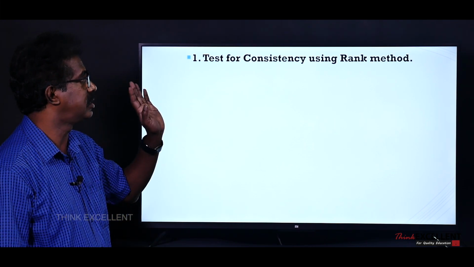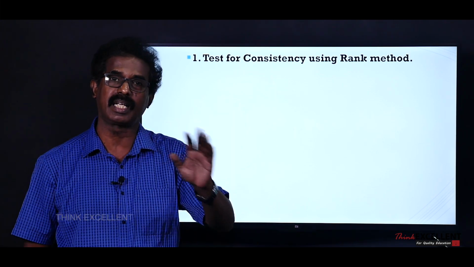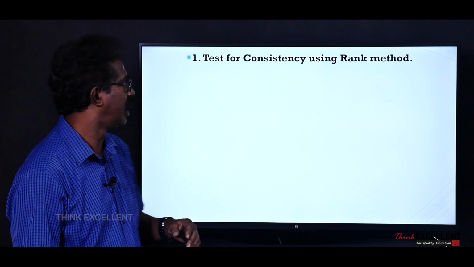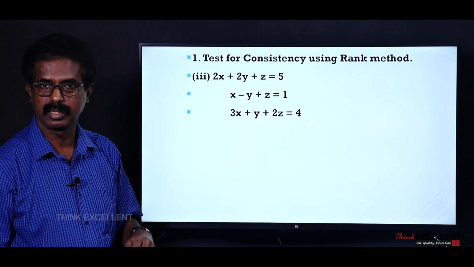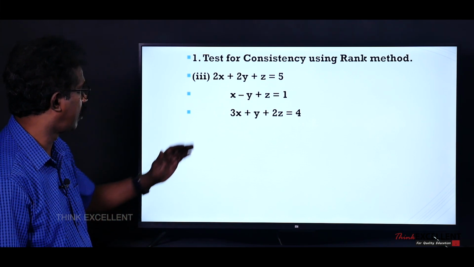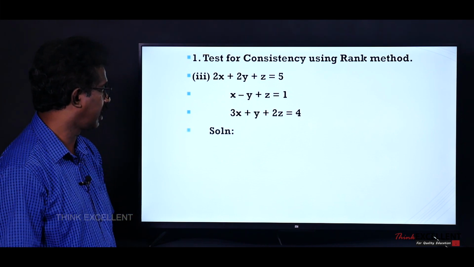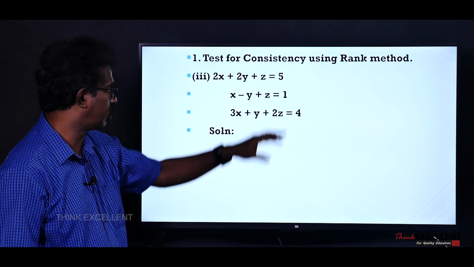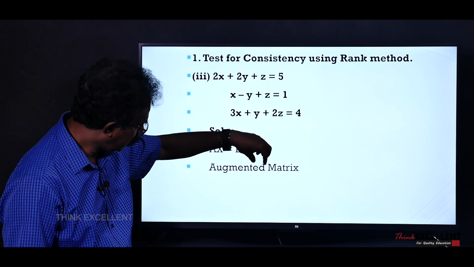Test for consistency using the rank method. Test for consistency. If it is inconsistent, you cannot solve it. Stop there. Otherwise, you have to solve it. Okay. So, 3 equations given here. First, you check, are they given in the correct form? X, Y, Z, constants on the right side, given in the correct form. You can write the matrix equation Ax equal to B. Then you can write, that is also a step you write.